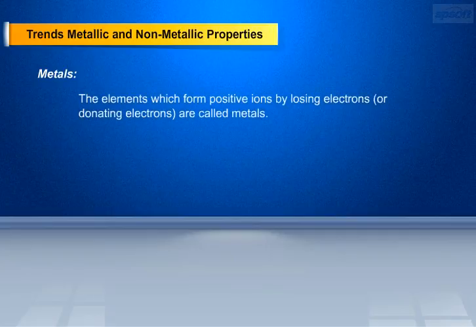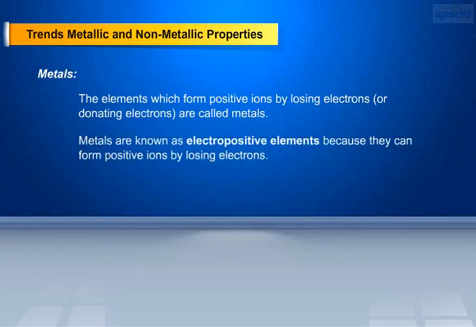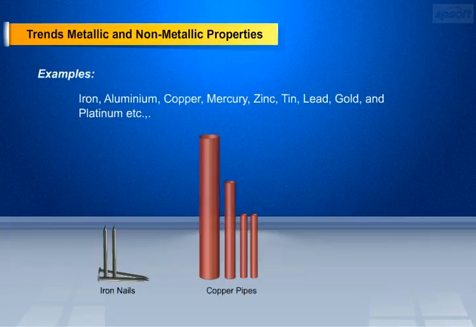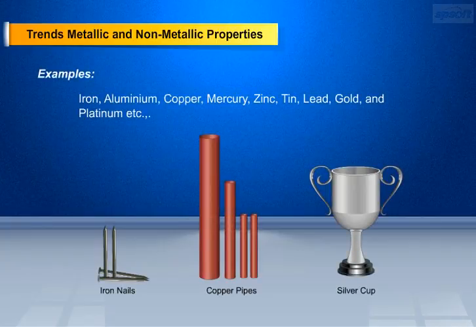Metals. The elements which form positive ions by losing electrons, or donating electrons, are called metals. Metals are known as electropositive elements, because they can form positive ions by losing electrons. Examples are iron, aluminium, copper, mercury, zinc, tin, lead, gold, and platinum, etc.